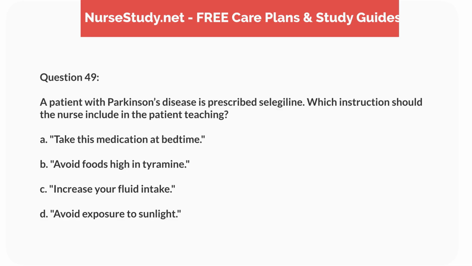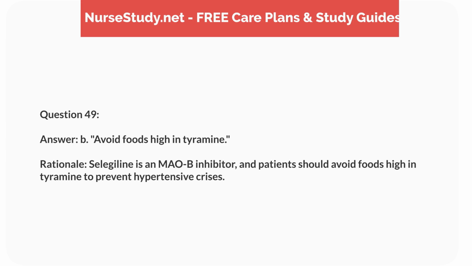Question 49. A patient with Parkinson's disease is prescribed selegiline. Which instruction should the nurse include in the patient teaching? A. Take this medication at bedtime. B. Avoid foods high in tyramine. C. Increase your fluid intake. D. Avoid exposure to sunlight. Answer: B. Avoid foods high in tyramine. Rationale: selegiline is an MAO-B inhibitor, and patients should avoid foods high in tyramine to prevent hypertensive crises.